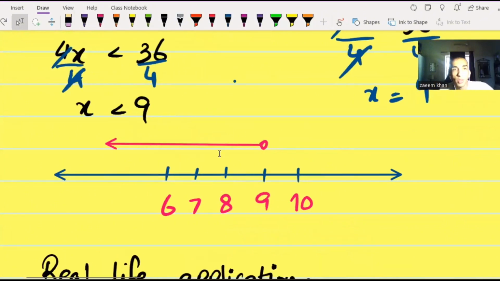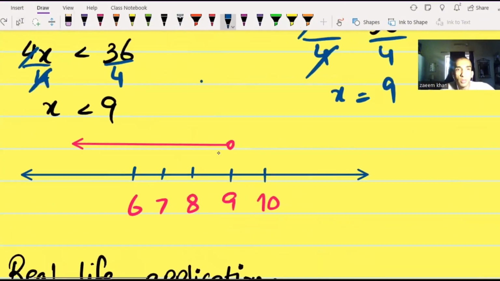And now if the question asks you to represent this on a number line, what will you do? You will say, I'm going to draw a hollow dot. Why? Because we don't have an is equal to sign over here. So we need numbers which are less than 9, so all of those numbers exist towards the left of the number 9 on the number line.